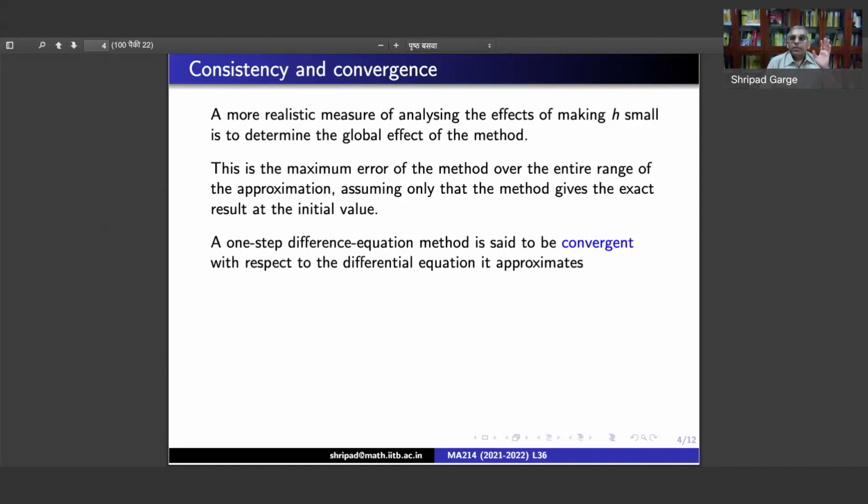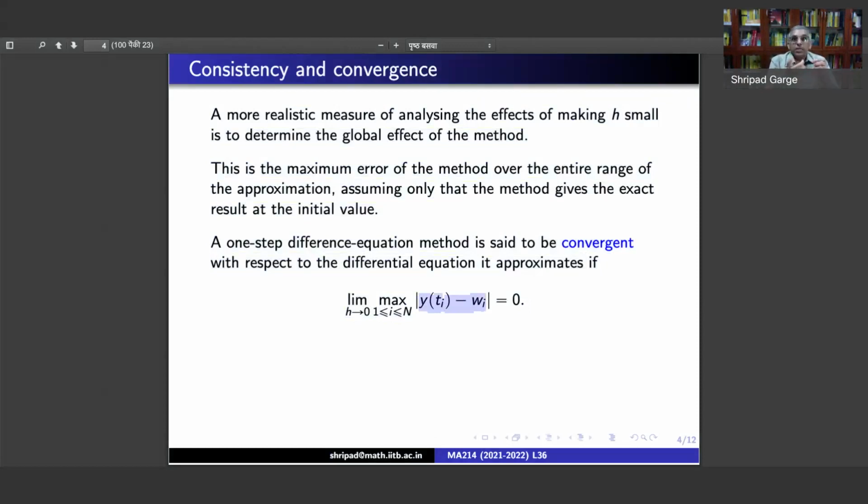So a one-step difference equation method is said to be convergent with respect to the differential equation it approximates if this global error goes to 0 as h goes to 0. What is the global error? Global error is this |y(ti) - wi|, and you are taking the maximum over all of that, and we want that to go to 0.